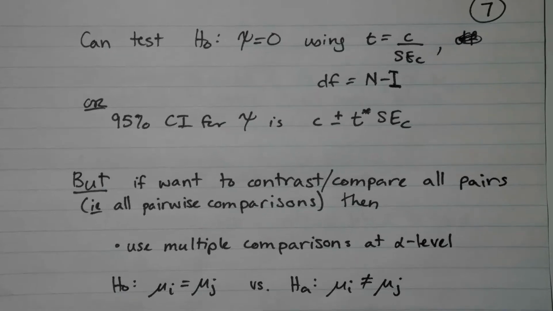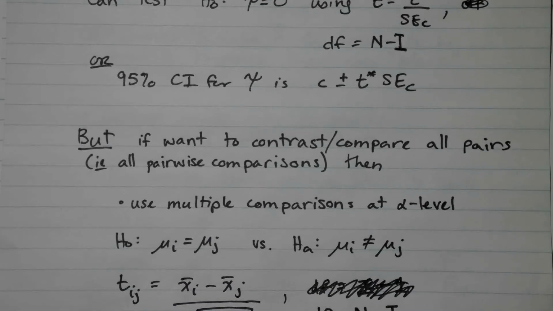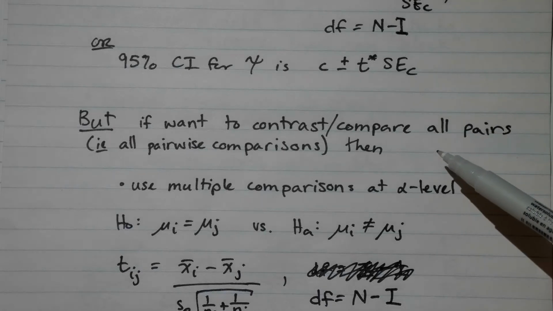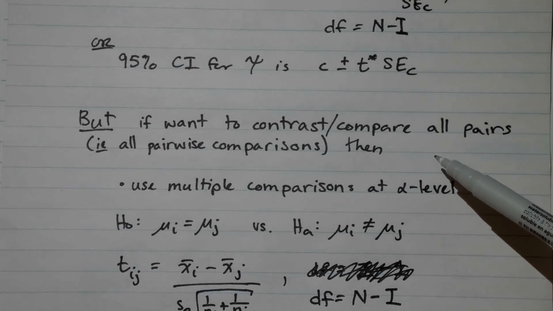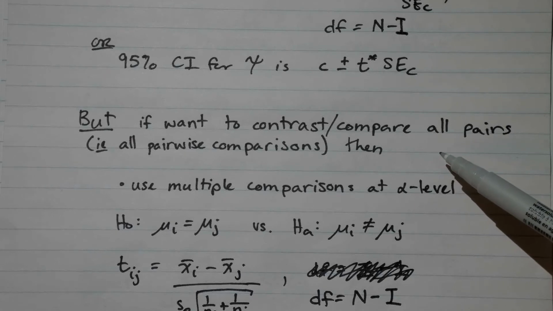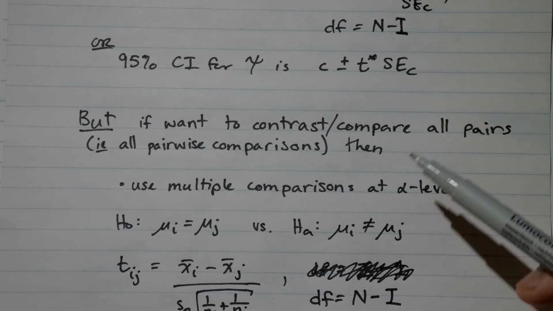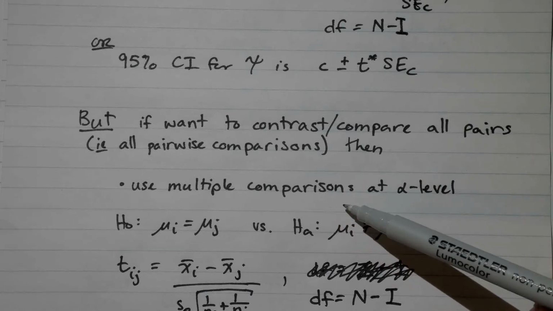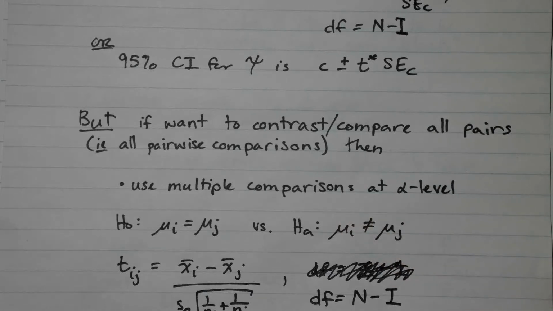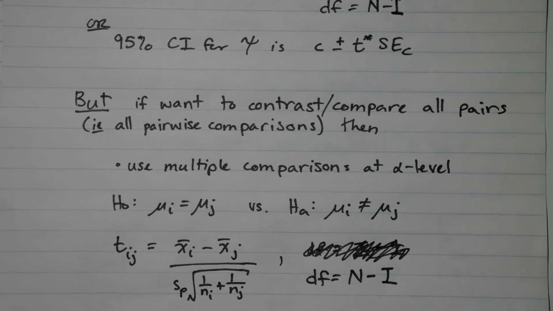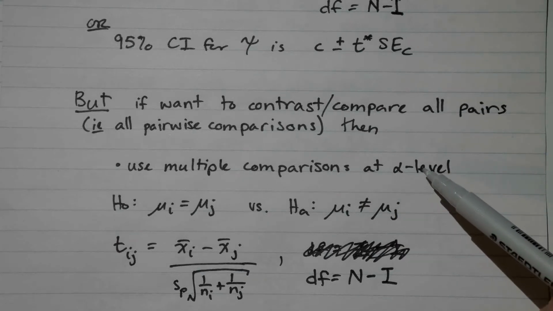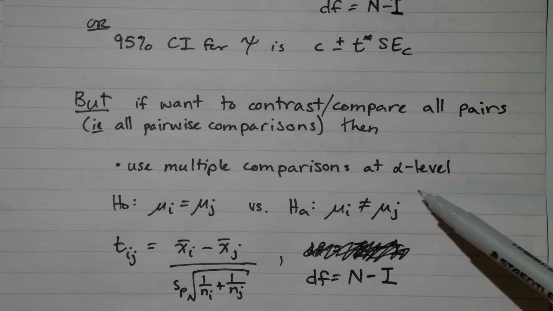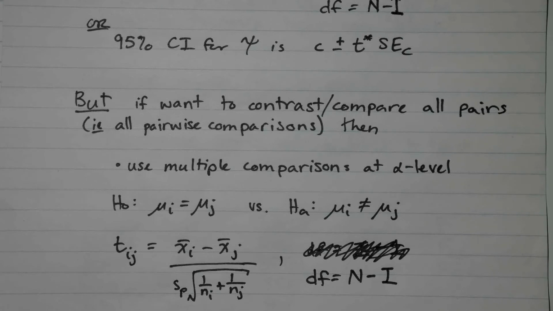But sometimes we're in a situation where we don't necessarily have a specific contrast that we're interested in. We actually just want to do all pairwise comparisons. In that case, particularly when there are many groups, we may have to start considering making multiple comparisons with a family-wise type 1 error rate of alpha, so that we control the error at this alpha level at the family level.